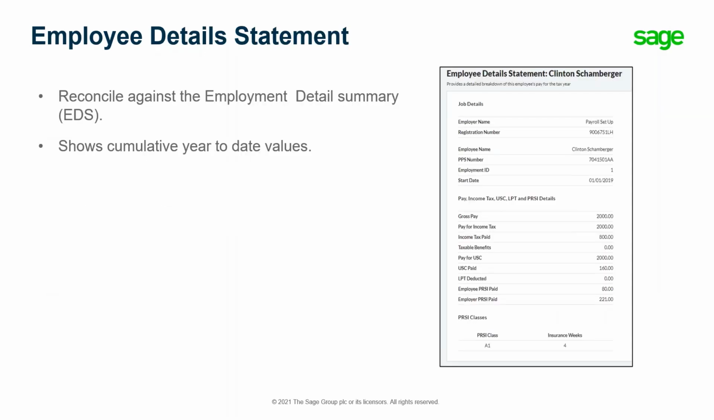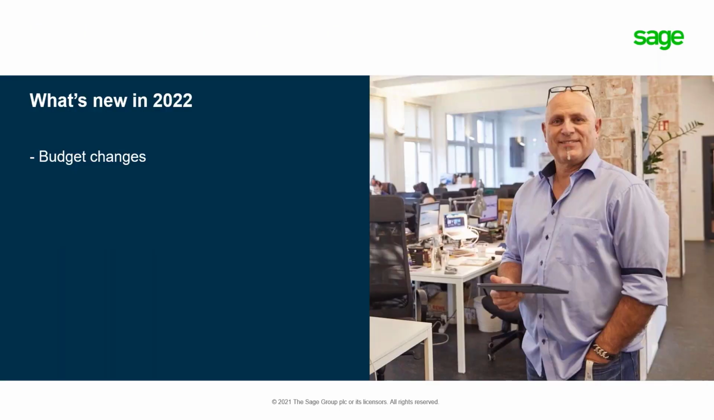Next, we have the Employee Details Statement. This is a really good report to reconcile against the Employment Details Summary, also known as EDS. This shows cumulative year-to-date values for your employees. You can give this report to your employees, however, their official form should be obtained from their My Account with ROS. So we'll now take a look at what's new for 2022.